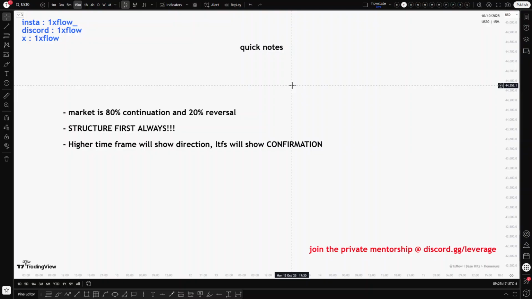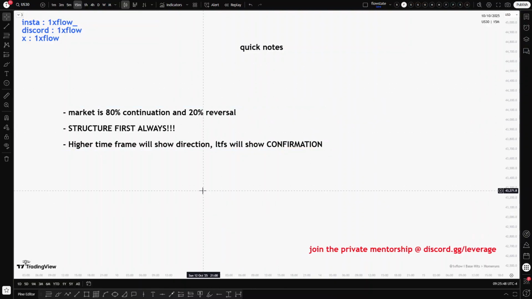We will go over a little bit more of my personal disproval theory later in this video, but understand that the market is 80% continuation and 20% reversal. So always assume continuation until you are disproved and you can see the reversal is clear. Now, this goes hand in hand with you having structure first always. Make sure you are always focusing on your structure. Your structure is going to be the biggest show of hand that will let you know when price is going to either reverse or continue in a given direction.